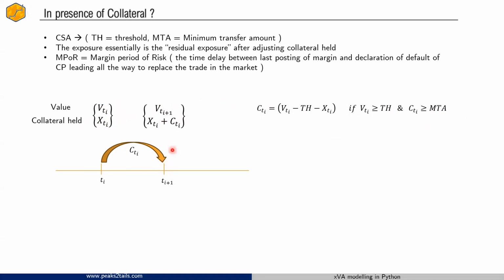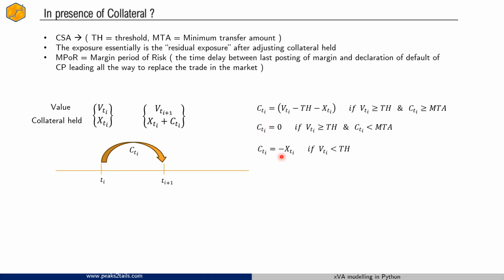Okay, so at every point in time, you are keeping a record of the value of the trade. It could be one trade, it could be multiple trades also, not a problem. And then keep a track of the collateral. Okay, there are other conditions as well. So let's look at those. If the value of the trade is higher than threshold, but the collateral that you calculated is less than MTA, then there is no transfer of collateral.